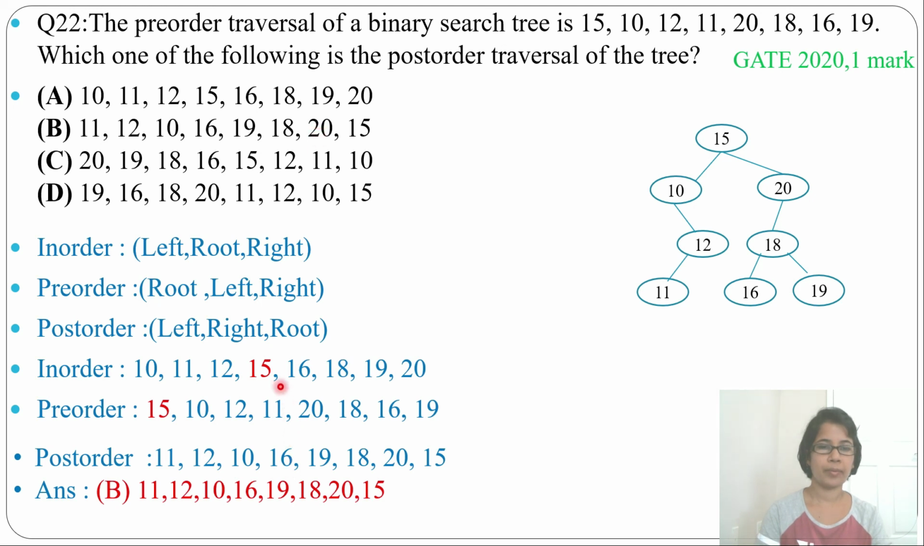Or you can just compare these two. In pre-order, 15 is here, so the right part is 16, 18, 19, 20. From these four, 20 is present first, which means 20 will be the right child of the root. So 20 should come before 15 in post-order, so the answer is B.